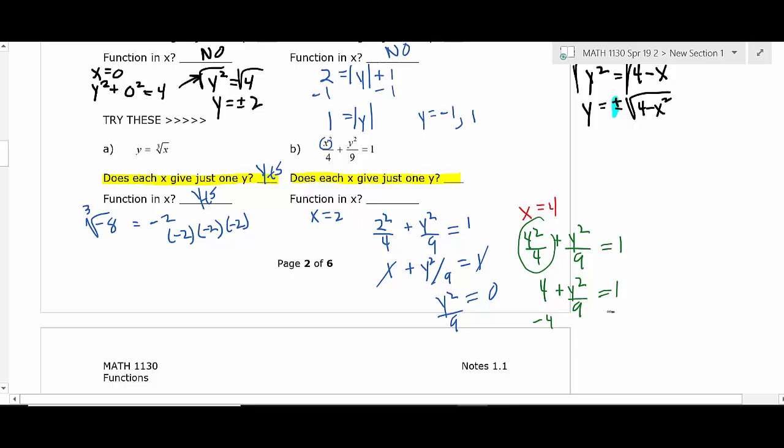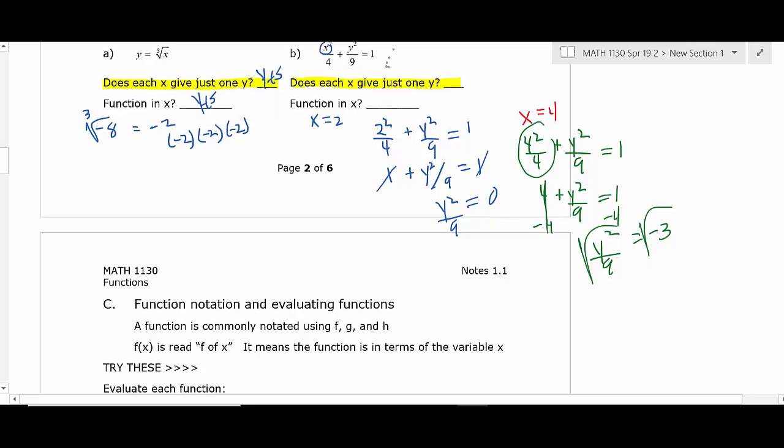If I subtracted 4 from both sides, I would end up getting y squared over 9 equals negative 3. Well, you would have to take a square root of both sides, and you can't take a square root of a negative number. So that's kind of a bad choice on that. So what you will run into sometimes on these problems is you might pick several choices, and it may not be getting you anywhere. So another thing that you might want to do on this problem is this.